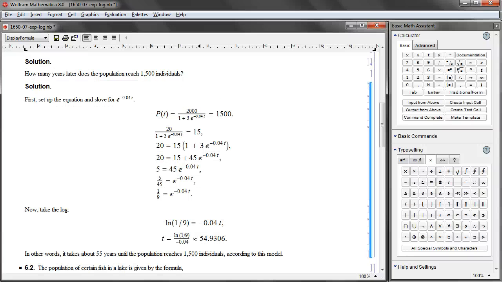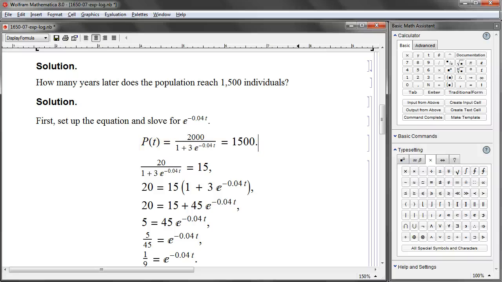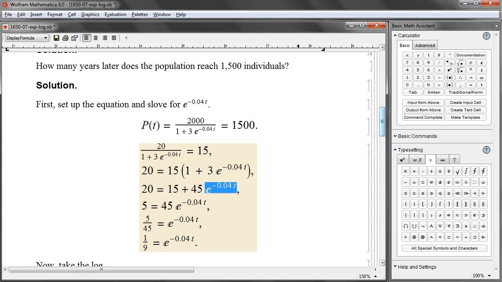And here's the solution. So P of t is 1,500. Let me expand the font. We have an exponential equation, and what we need to do is solve for e to this part, the exponential. Solve for that, and then in the end, take the log of both sides, and then you're going to be able to find out the t value. Here we go. Number one, move the denominator to the other side. Break out the parentheses. And eventually we are solving for the exponential part.